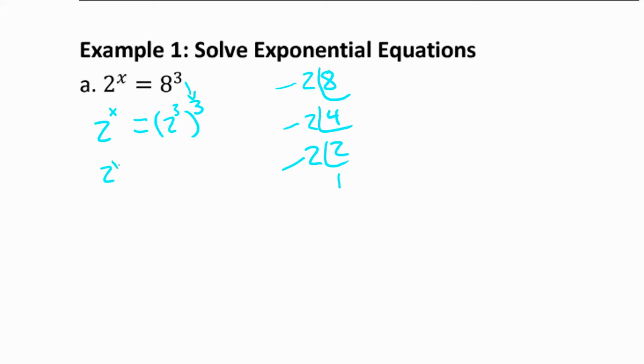This is 2 to the power x equals 2 to the power 9, because of the power property, you multiply the exponents. And now we can essentially cancel the base to have x equals 9. Final answer. You don't even have to check. Next problem, same thing.